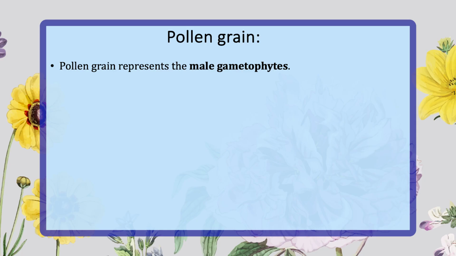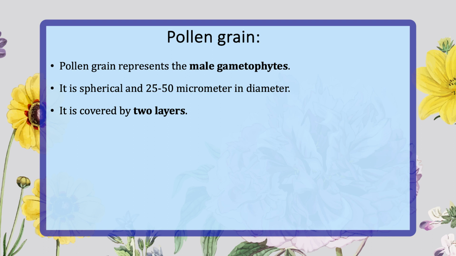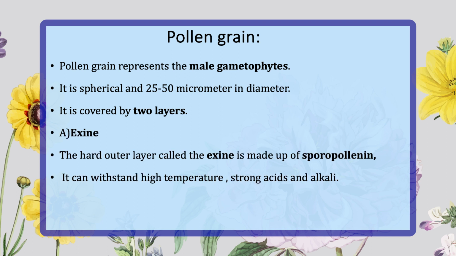Pollen grain represents the male gametophyte. It is spherical and measures about 25 to 50 micrometer in diameter. It is covered by 2 layers. The hard outer layer called the exine is made up of sporopollenin. It is the chemical which can withstand high temperature, strong acids and alkali. No enzyme that can degrade sporopollenin is known so far, and that is why pollen grains are also obtained as fossils.